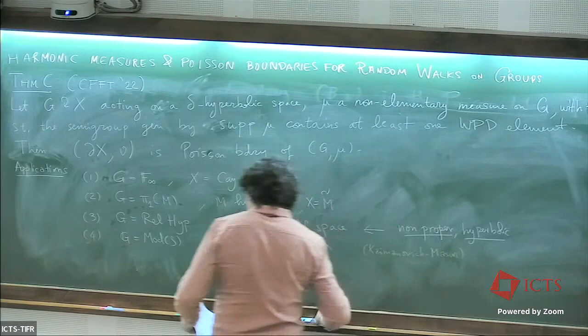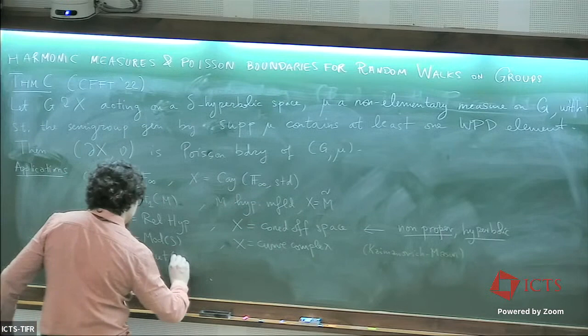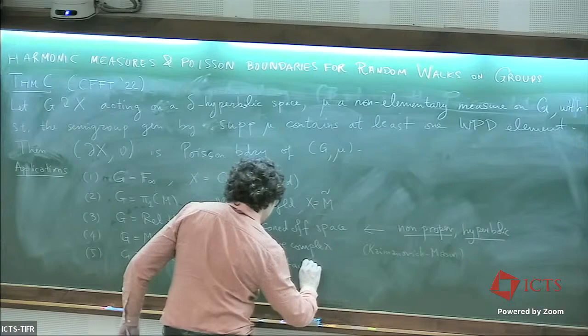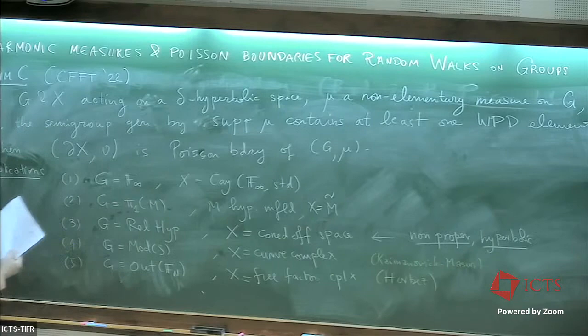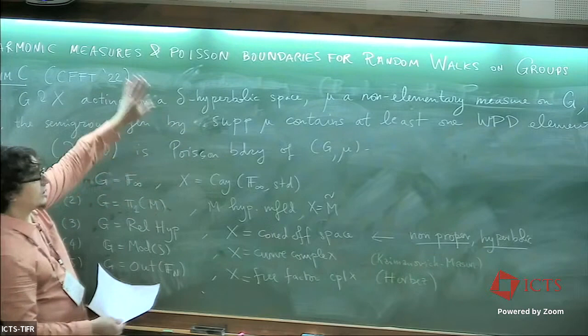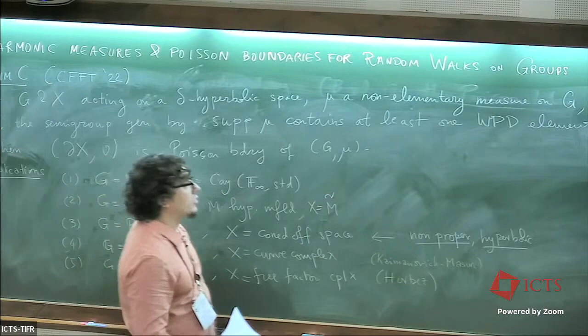Then, of course, we have Out(F_N). Here, for instance, we could take the free factor complex. This is due to Camille, with outer space instead. If you look at the older paper of Joseph and myself, we do also prove this under stronger conditions, but then you need this stronger condition and you need WPD, but here we remove everything.